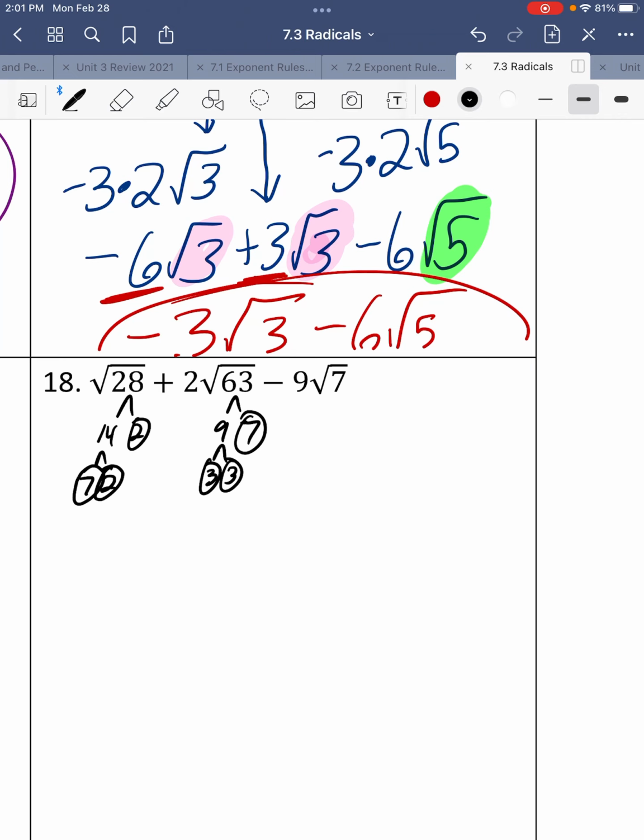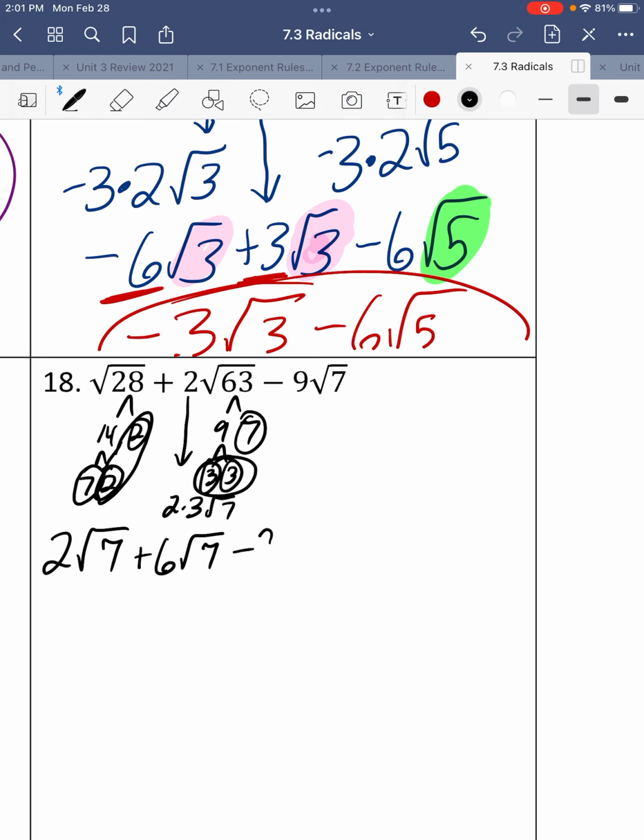Okay, now I'm going to look at each individual. So I have groups, a pair of 2's. That's going to come out. 7's going to stay underneath. Let's not forget about this 2 on the next one. 2 times 3, square root of 7, 6 square root of 7. And lastly, the 7 can't get broken down, so that's going to be minus 9 square root of 7.